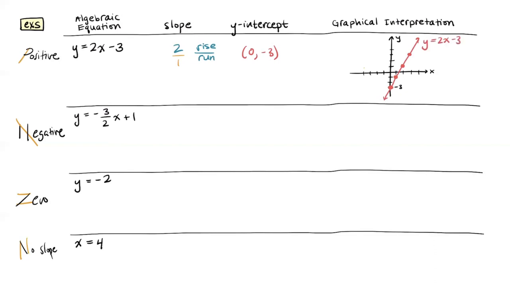Again, just to show where this slope comes into play in the graph, let's draw it in right here. From this point to that point, we have a run of 1 and a rise of 2. No matter where you are on the line, it's the same thing. The slope is the same everywhere.